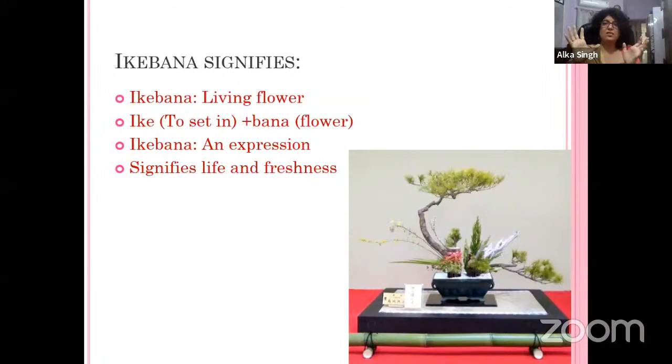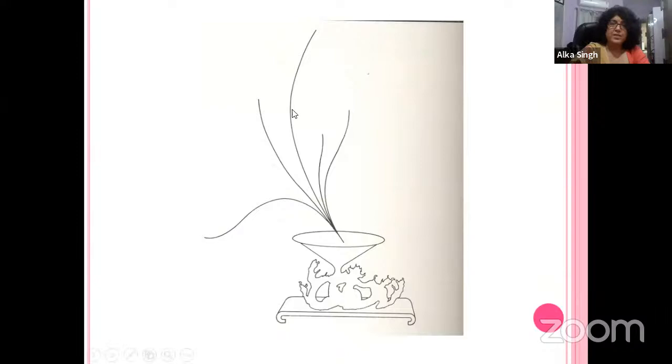Whatever is into bloom, like trees, shrubs, whatever comes into bloom, those stems or shrubs or flowers, twigs, everything is used in Ikebana. Basically, you will see this diagram. There are three lines and two are extra, just added to make it more aesthetic. The first, the basic line, is Shin, another is So, and the third one is Hiki.